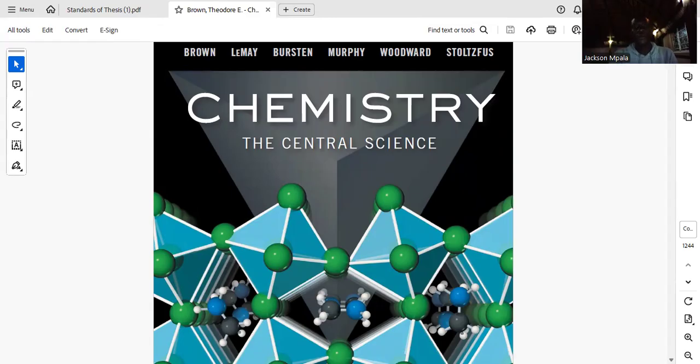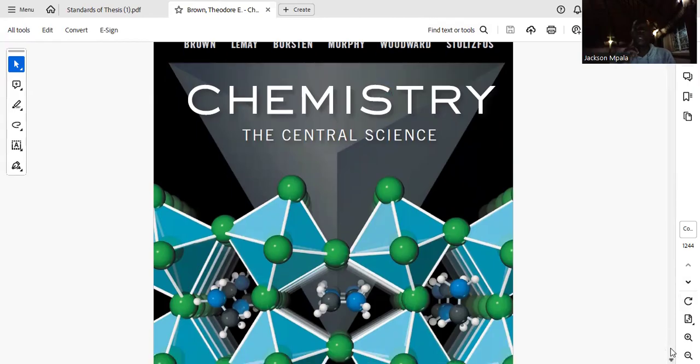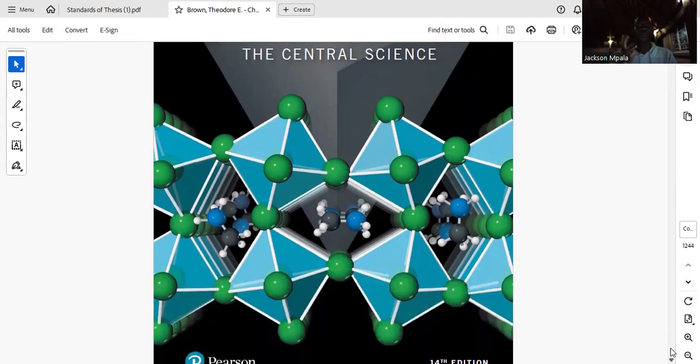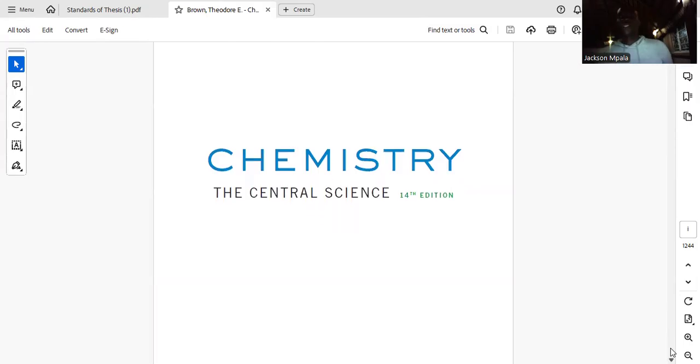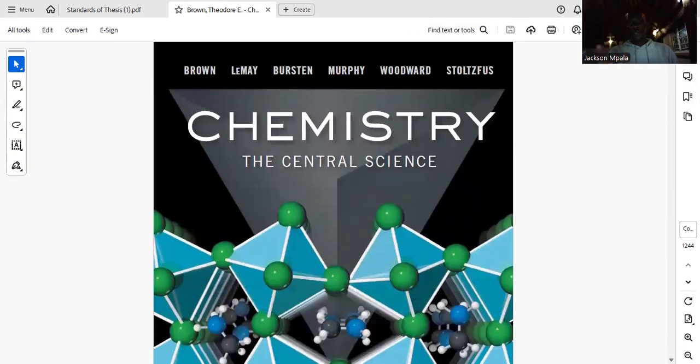I hope all of you are able to see the textbook which has been put on the screen, which is Chemistry: The Central Science. We are going to explore using this textbook, which is one of the most powerful textbooks in the world. It's the 14th edition, just in case you are wondering which edition this is. You can see these are different experts. You've got Brown and others who have compiled this document together.